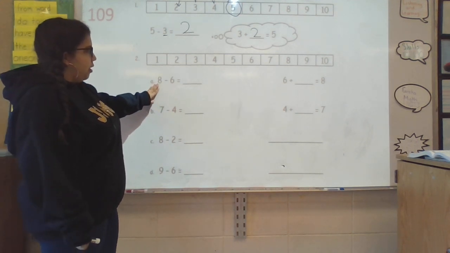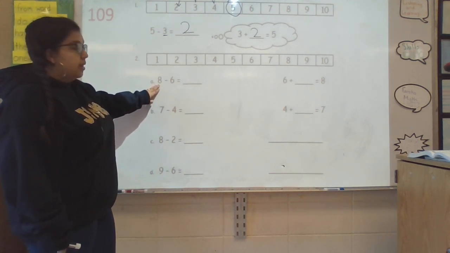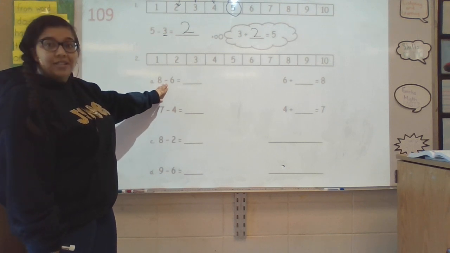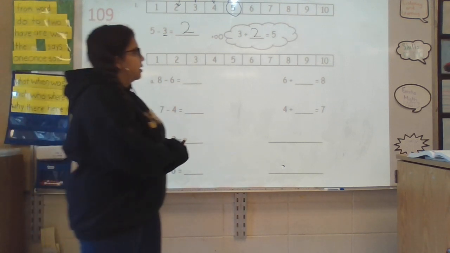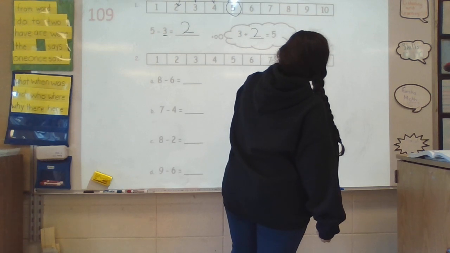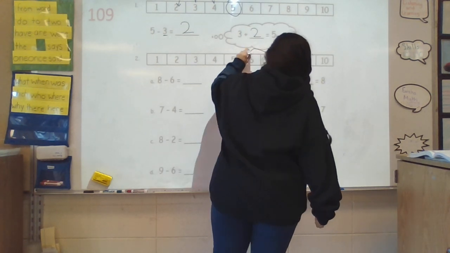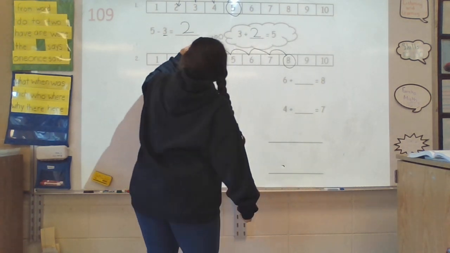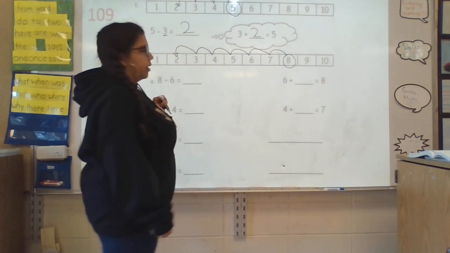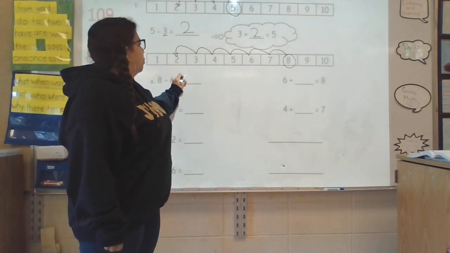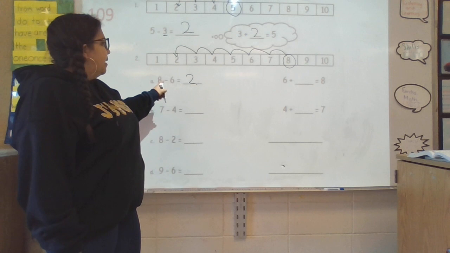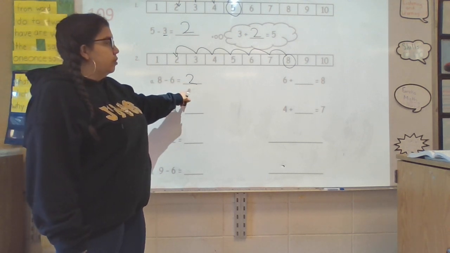So we're starting with our whole of 8. We're subtracting. We're taking away 6. Let's do that. 8 and hop. 1, 2, 3, 4, 5, 6 hops. We land on 2. So reading that, 8 minus 6 is equal to 2.